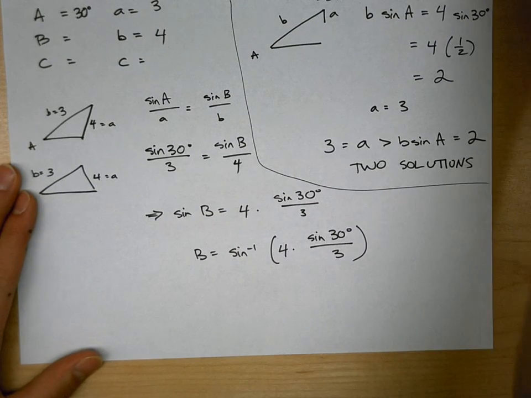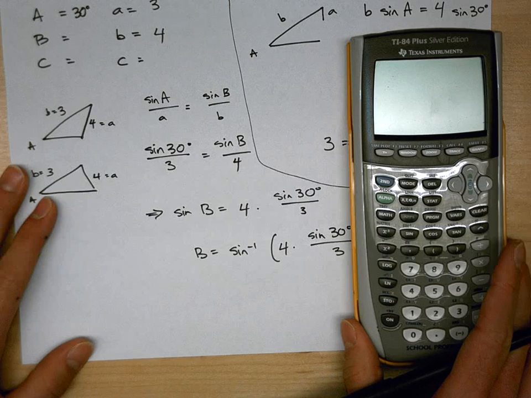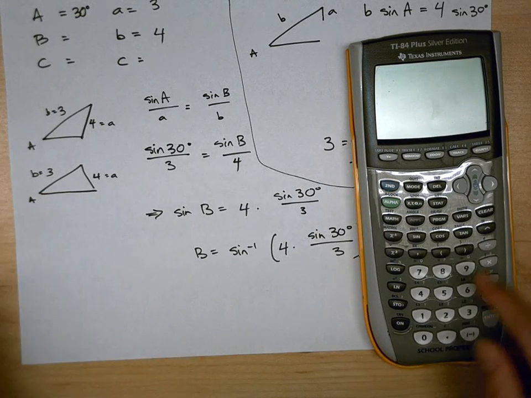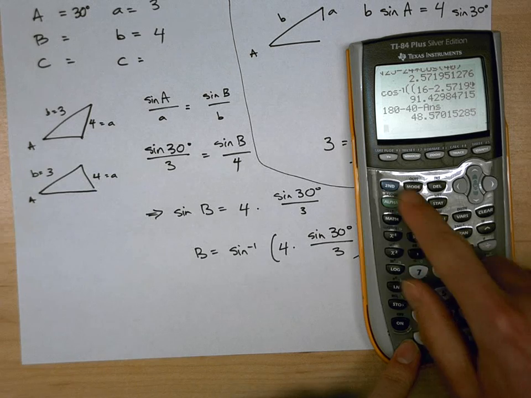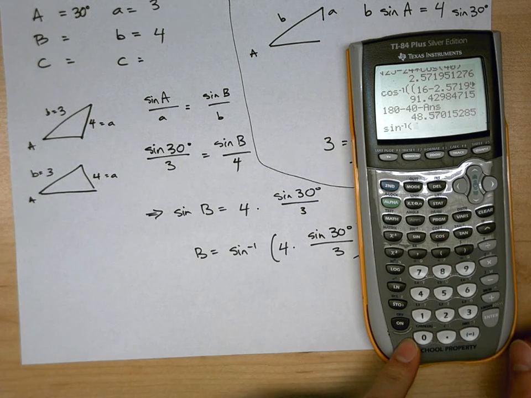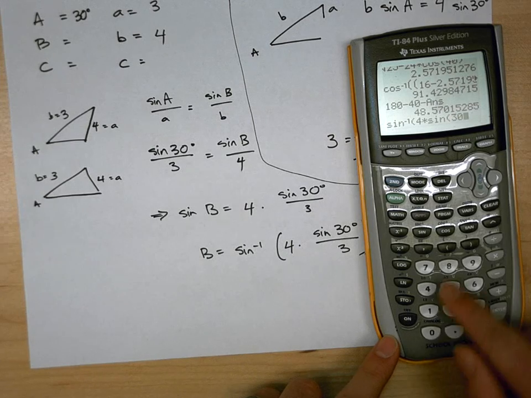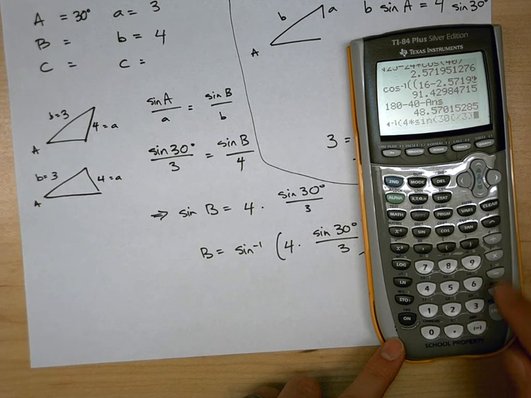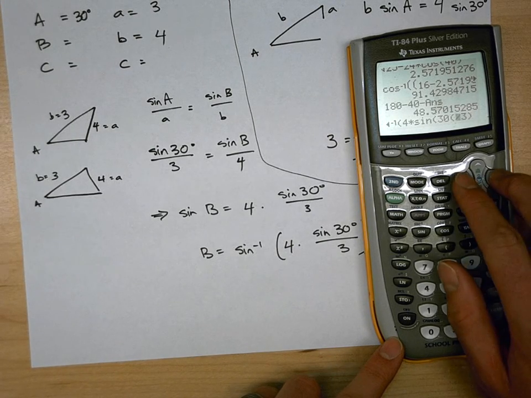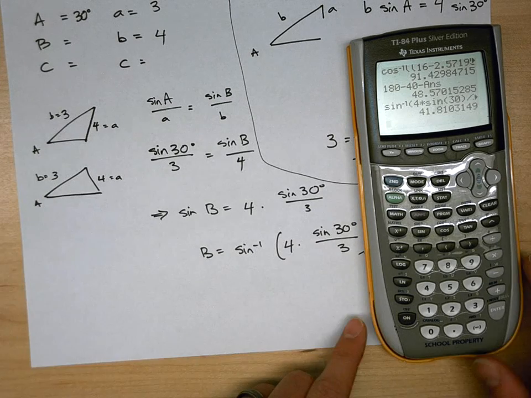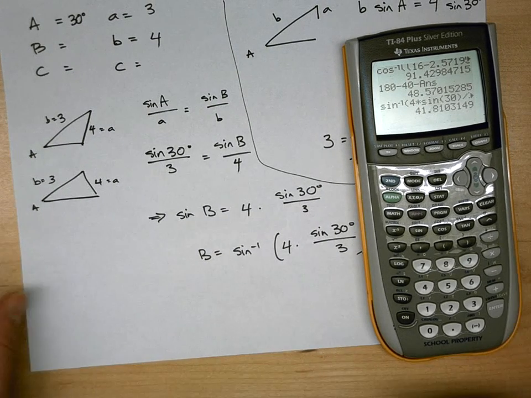So we can pull out our calculator now and find out what this is. So let's see here. We have inverse sine of 4 times the sine of 30 divided by 3. Oopsies, I messed it up. Got to make sure you close the parentheses there. Okay, so we get 41.81 degrees.